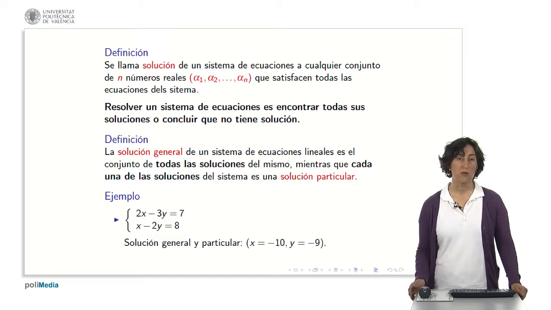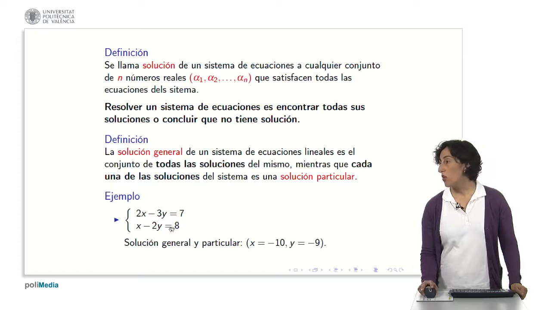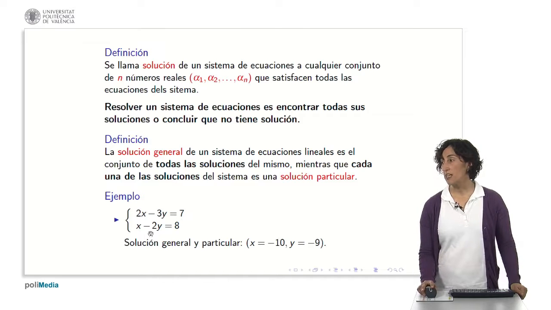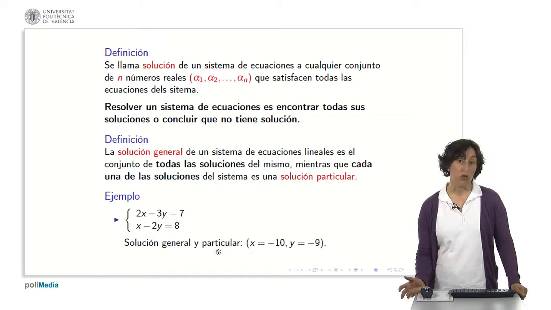So, for example, the system 2x + 3y = 7, x - 2y = 8, formed by these two equations with two unknown quantities x and y, has a single solution. In this case, it is x = -10 and y = -9. Therefore, in this system, the general solution and the particular one coincide since the solution is unique.